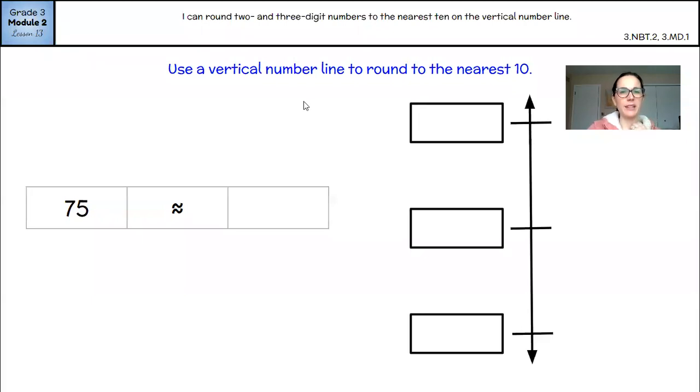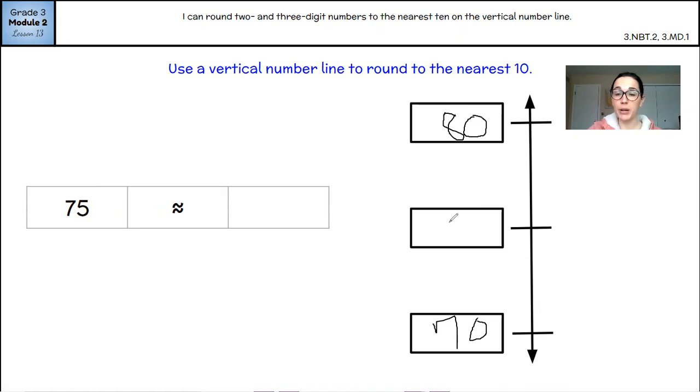Okay, new one. Now we're looking at 75. What does 75 round to? When I'm counting by tens, what two tens does 75 come between? 10, 20, 30, 40, 50, 60, 70, 80. Yep, if I count from 70 to 80, I will say 75 in between, right? My halfway number has to end in a 5 because half of 10 is 5 and these are all tens. So my halfway point is 75, which is the same as this number.